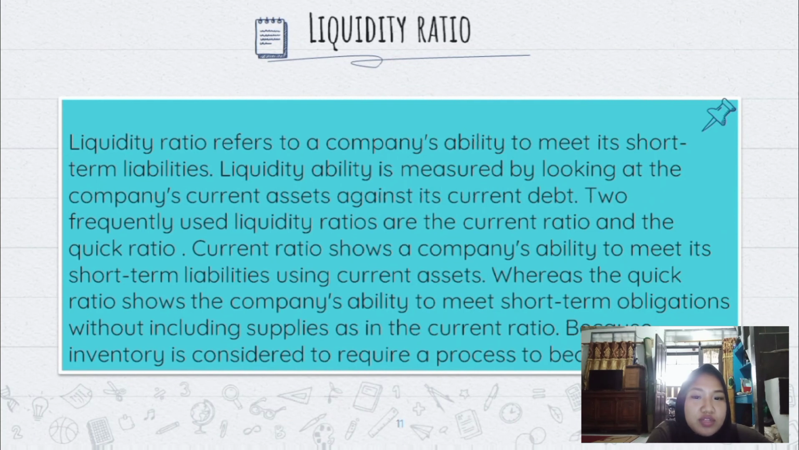Liquidity ratio. Liquidity ratio refers to a company's ability to meet its short-term liabilities. Liquidity is measured by looking at the company's current assets against its current debt. The frequently used liquidity ratios are the current ratio and the quick ratio. The current ratio shows a company's ability to meet its short-term liabilities using current assets, whereas the quick ratio shows the company's ability to meet short-term obligations without including inventory as in the current ratio, because inventory is considered to require a process to become cash.